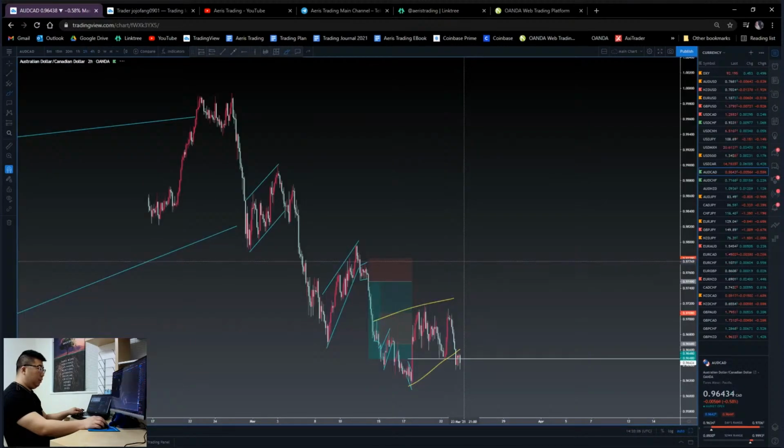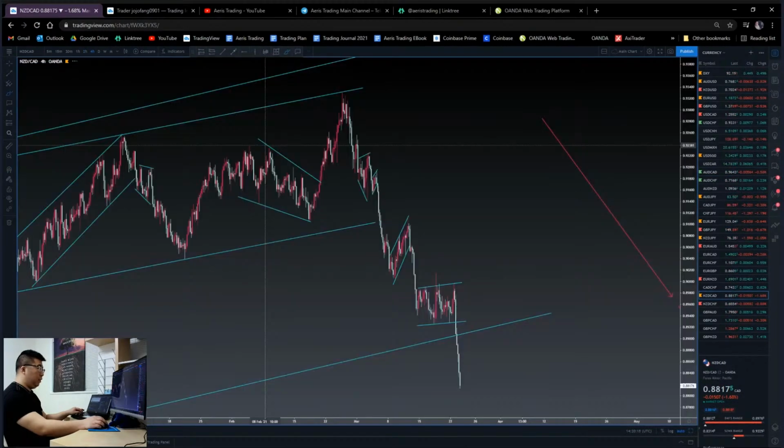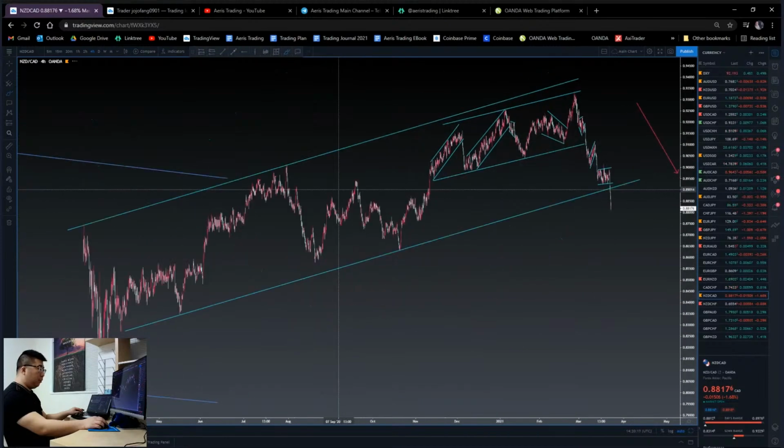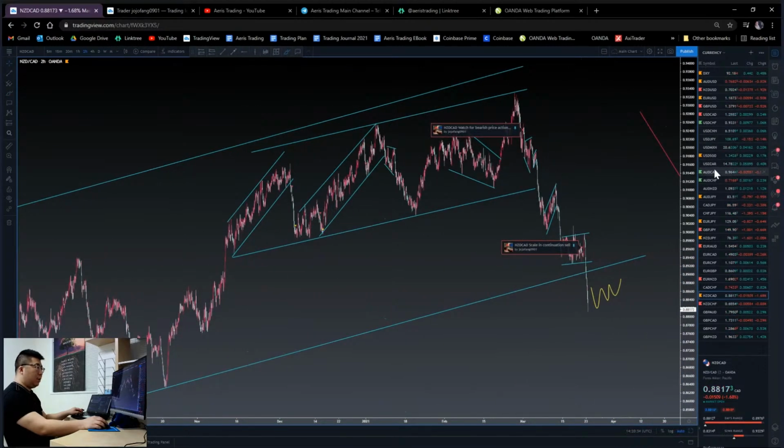Honestly, I would choose Kiwi CAD over Aussie CAD now, because Kiwi CAD looks the cleanest on the higher time frame. It looks very nice. We're breaking out of this higher time frame ascending channel, lower time frame ascending channel, and clearly we're breaking, continuation correction here. Again, I'm definitely going to sell this, right? So that's why Aussie CAD is not really my favorite. I would choose, like I said, Kiwi CAD over Aussie CAD because of the price action here.